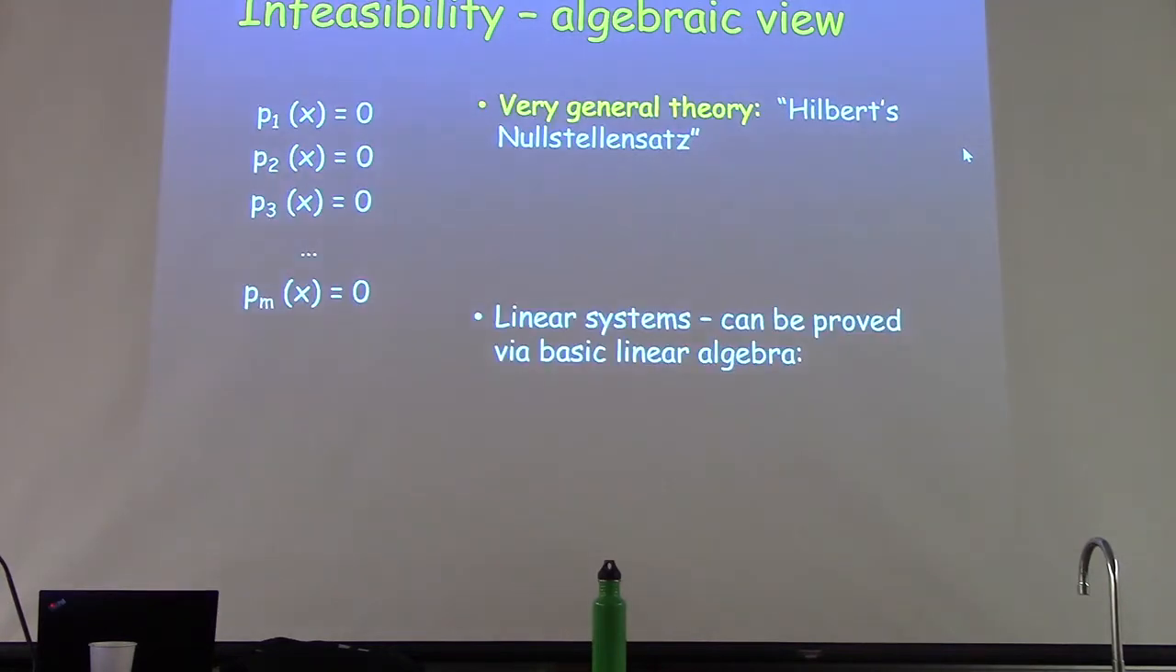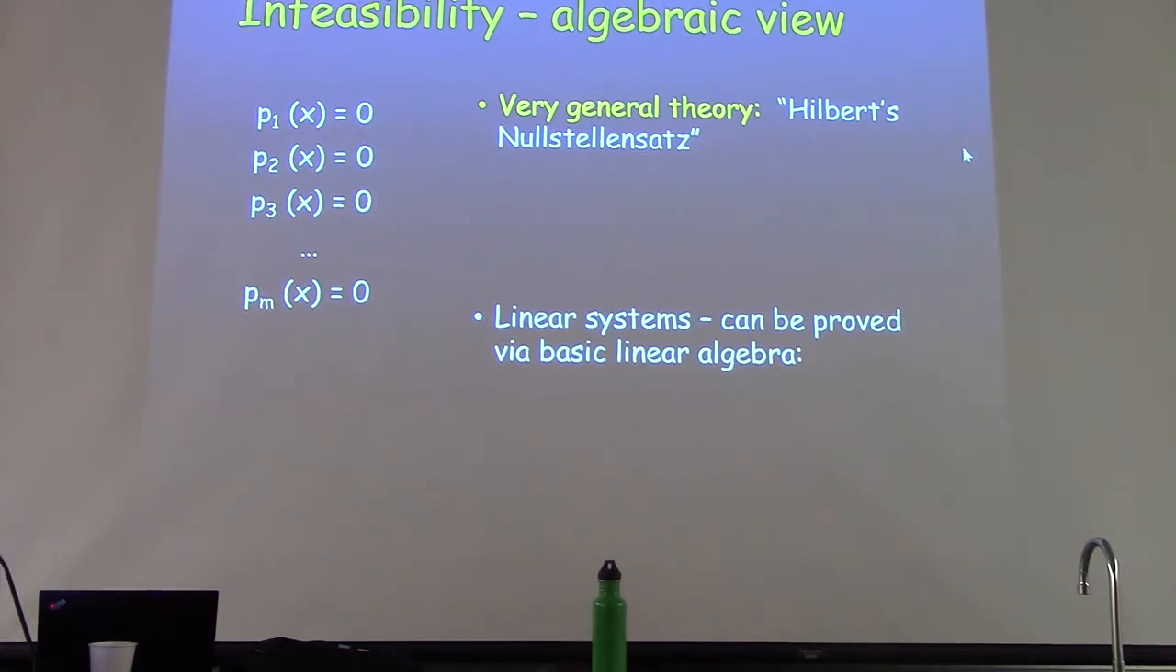So let me go here. This is actually a general theory called Hilbert's Nullstellensatz. What it says is, it's not just true for linear equations. This is also true for polynomials. So if you have arbitrary polynomials p1 through pm, think of a polynomial as, you know, x1, x2, x3 plus x3 squared minus 4, or something like this. So p1 could be something like this, p2 is something else, and so forth. And you have equalities like p1 of x equals 0, p2 of x equals 0, and so on.